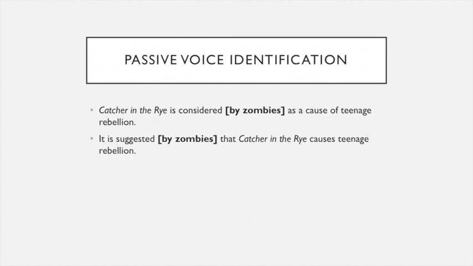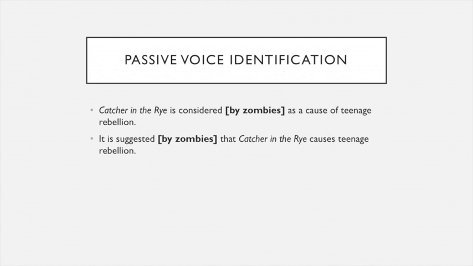So let's take these examples. Catcher in the Rye is considered, and we add "by zombies," as a cause of teenage rebellion. This sentence makes sense, so it's in the passive voice. Let's take the second sentence. It is suggested by zombies that Catcher in the Rye causes teenage rebellion.